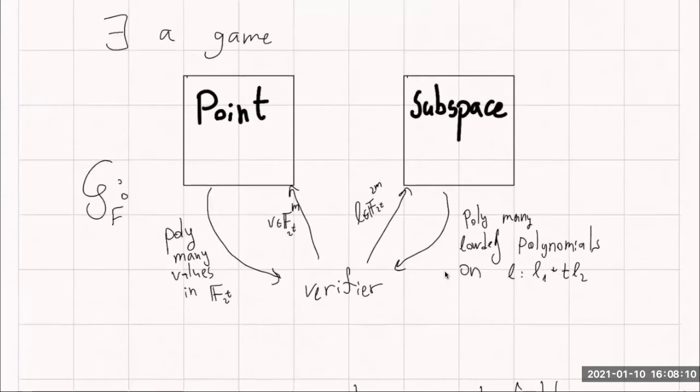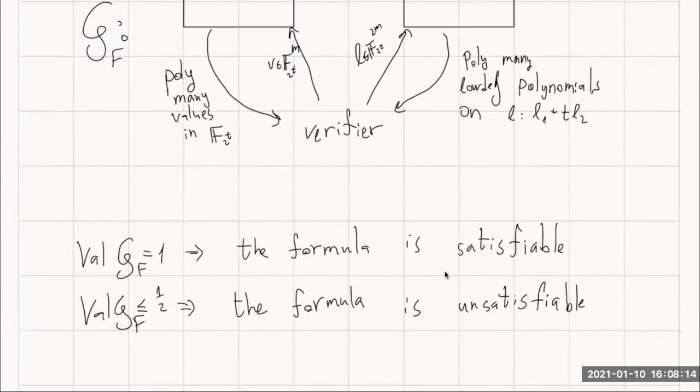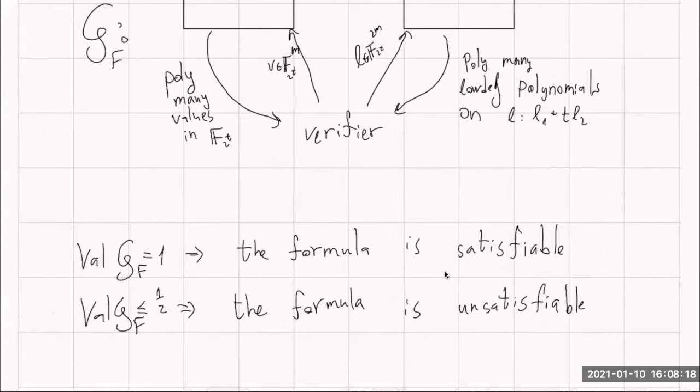So as I said last time, we have this game, and the point is that the game has value 1. The players can win it with 100% if the formula is satisfiable. And the other way around is also true. Okay, so the arrows are the other way around, I'm sorry. If the formula is satisfiable, the value of this game is 1, so they can win it with 100% probability. But if the formula is unsatisfiable, it means that they cannot win with probability higher than 1/2.